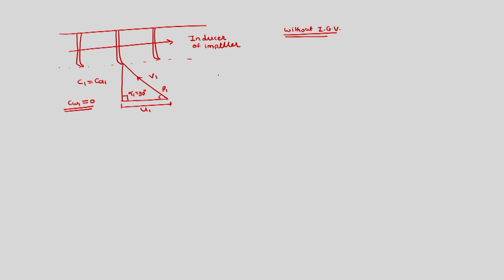From this figure we can obviously write tan beta 1 is equal to C1 upon U1, or it is also equal to CA1 upon U1, since we have CA1 is equal to C1 and CW1 is equal to 0. But if we have inlet guide vanes, then the same situation would be managed differently.